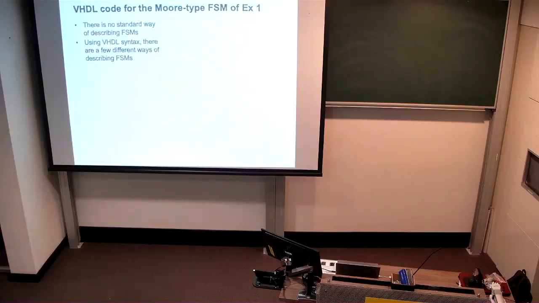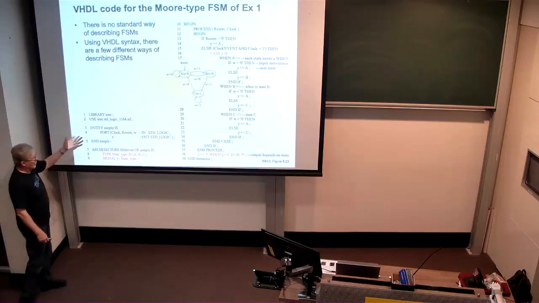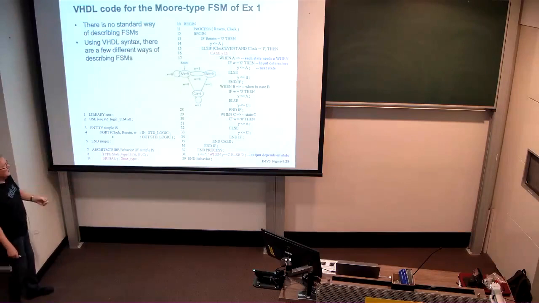Okay, so VHDL code for the Moore type finite state machine. Unfortunately, there's no standard approach to describing these finite state machines, so we're going to go through a number of different ways of doing it. They're all very closely related though, so it might look a little overwhelming initially, but it's really relatively straightforward.